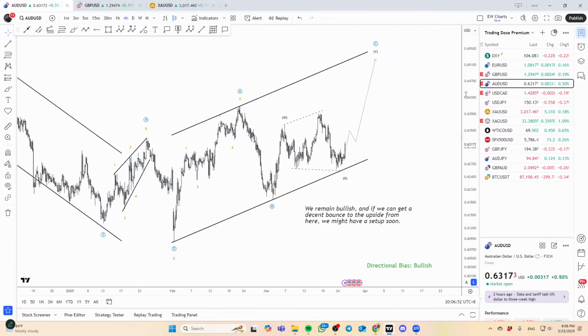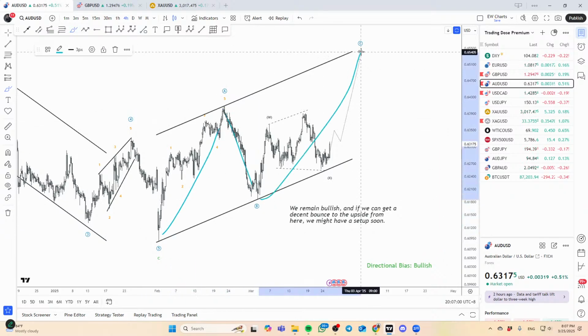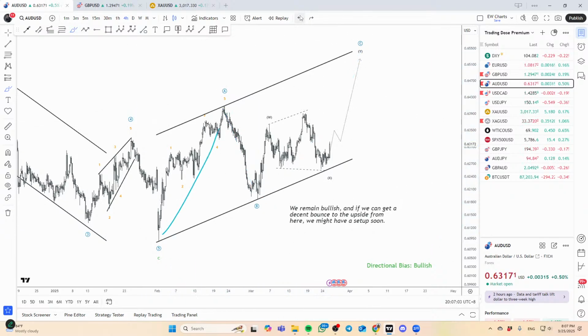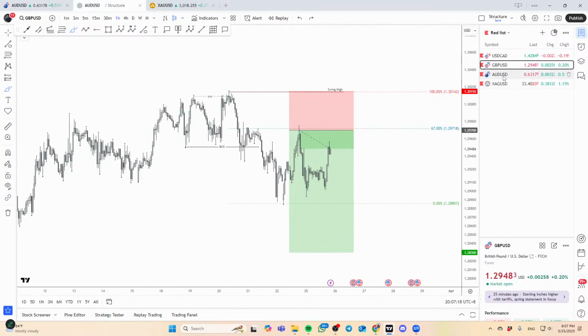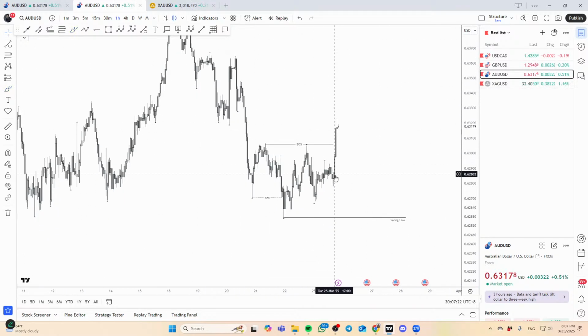So Aussie dollar over here, you can see we are bullish bias. Structurally, we are looking at the three wave, A, B, and then C, and then of course internally over here we are looking at 1, 2, 3. And we're looking at this as an expanding flat as well. And then of course here we have a little bit of a bullish, so we wanted to see that impulsive move to the upside, which today we did get. We did get this impulsive push.